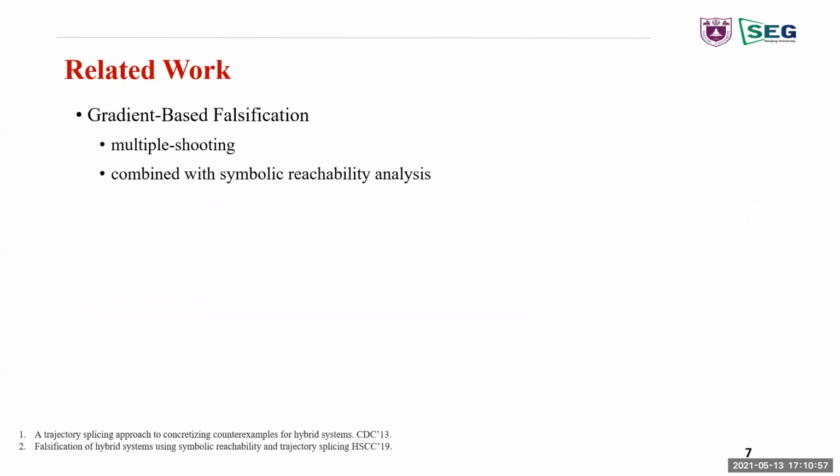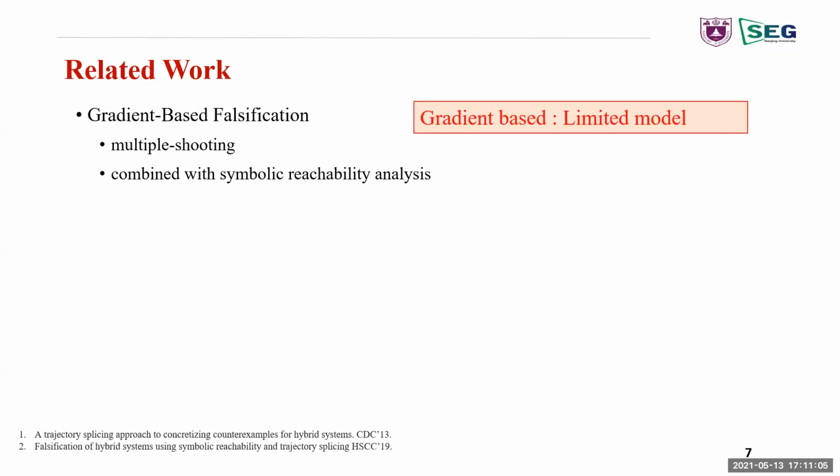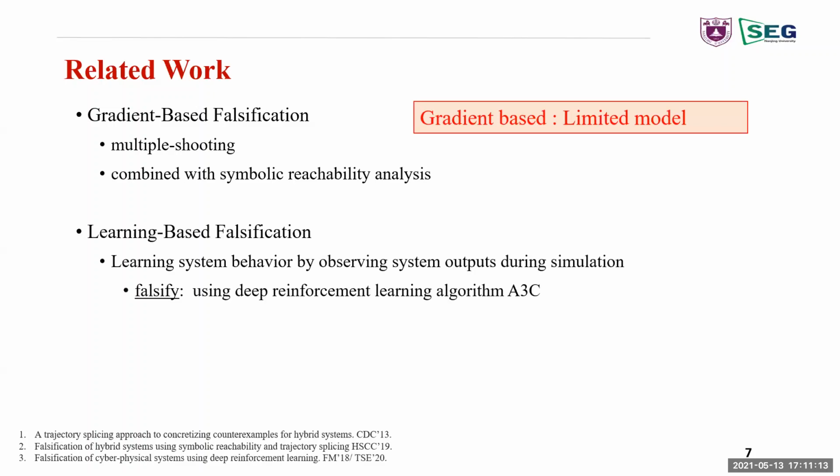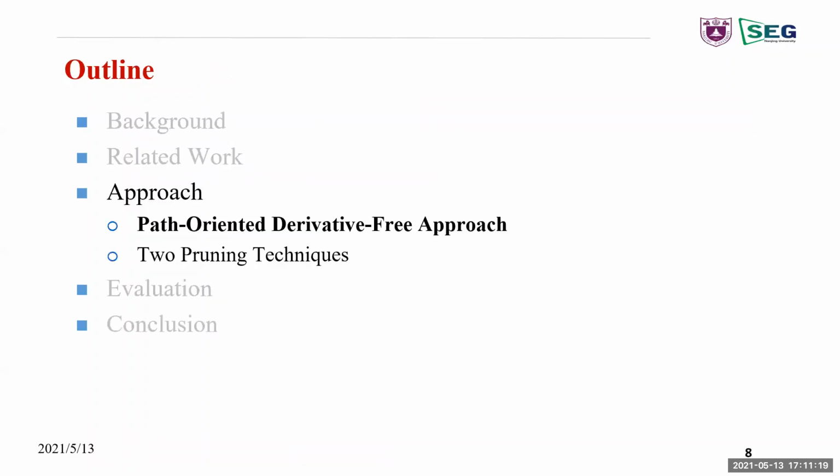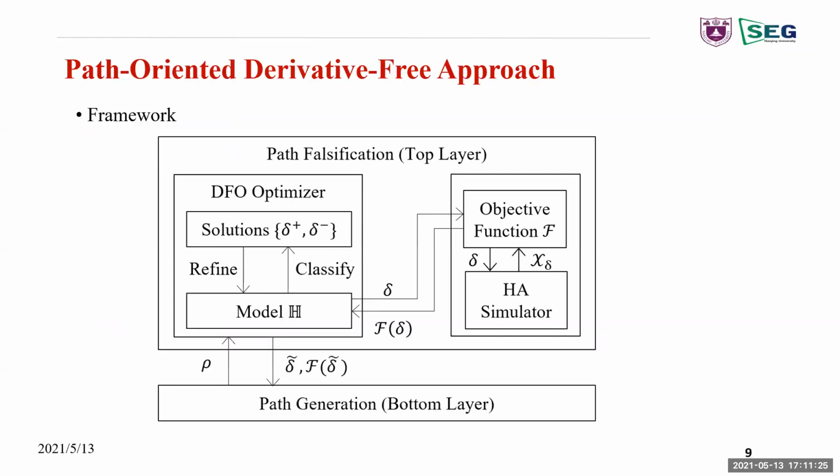There is also a gradient-based method called multiple shooting. It has been combined with symbolic reachability analysis to improve efficiency. However, to achieve gradient information and do the reachability analysis, they only support limited HA. Recently, a reinforcement learning-based falsification method has also been proposed. In this work, we propose a path-oriented derivative-free approach for the falsification of hybrid automata.